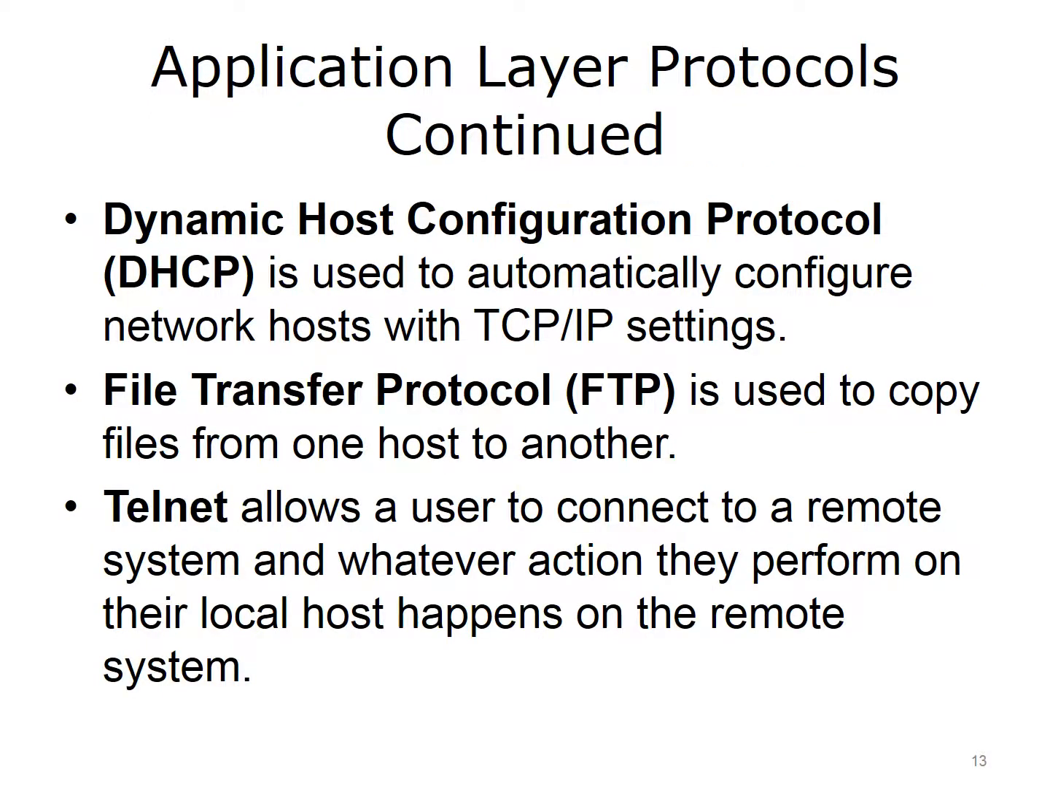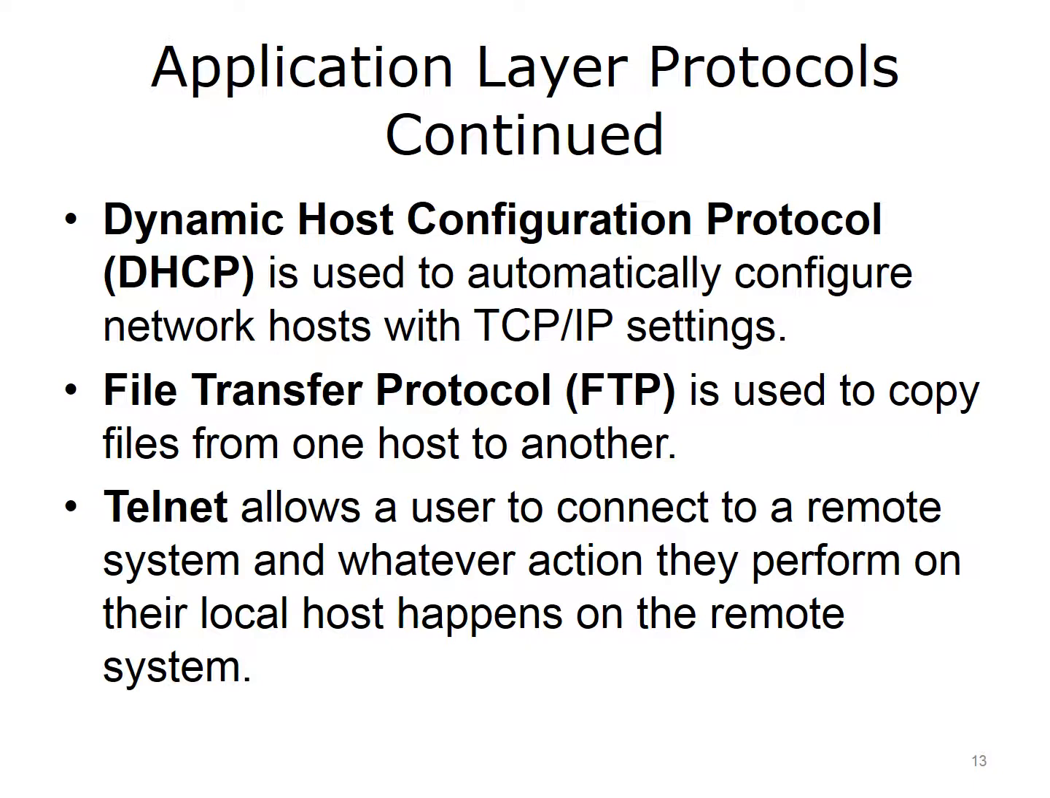Dynamic Host Configuration Protocol, DHCP, is used to automatically configure network clients with TCP IP settings. The settings a device must have to get onto a network are IP address, subnet mask, and default gateway. Other settings are optional. When a client gets on the network, it sends out a broadcast message requesting IP settings. A DHCP server will respond, offering the client an IP address and other TCP IP settings.